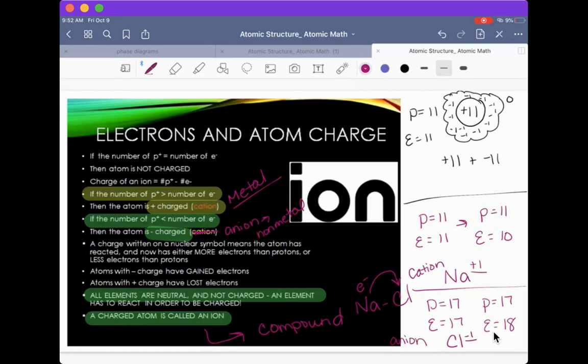So when we're dealing with elements, they're neutral. When we're dealing with ions, we have bonded them to another atom and we have rearranged their electrons.